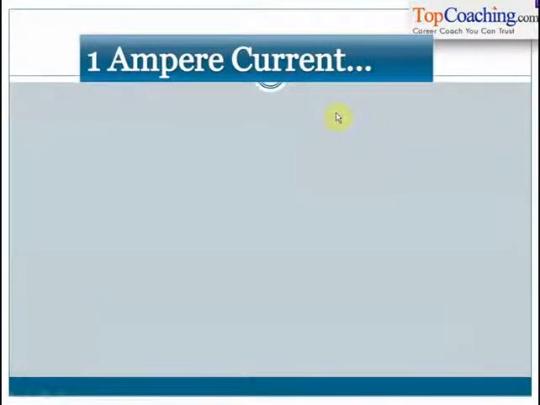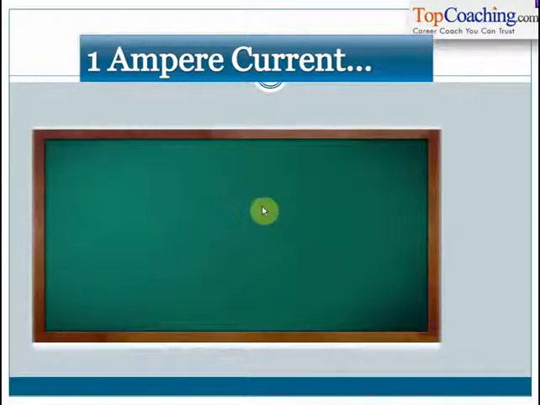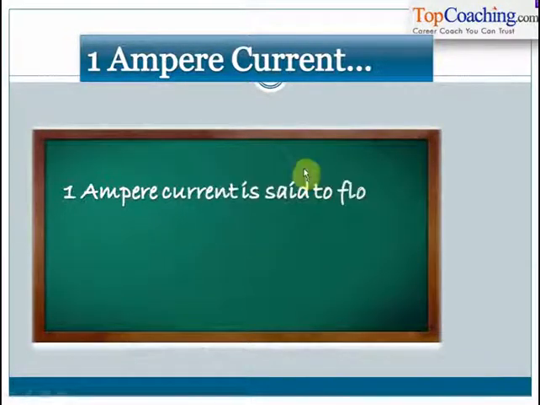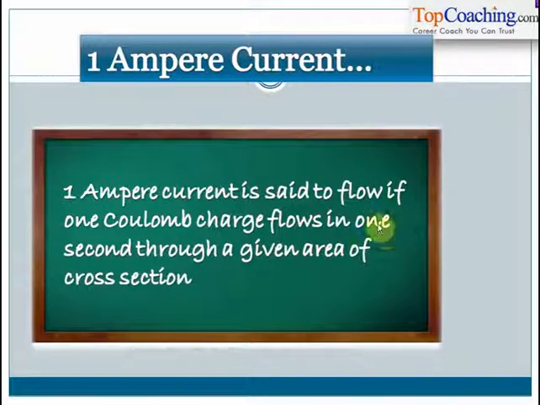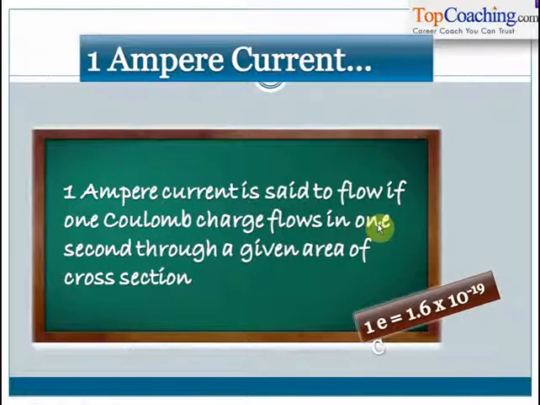We also learned that the unit of electric current is ampere. 1 ampere is the current produced when 1 coulomb of charge flows through a given area of cross section in 1 second. The charge on one single electron is 1.6 into 10 raised to minus 19 coulombs.